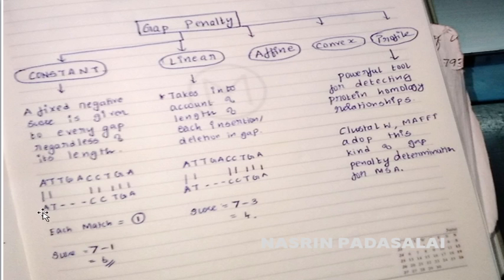Okay, so that is the total number of sequences given. So here, totally 7 nucleotides are matching. So 7 minus 1 for the gap. So totally 3 gaps are there. So that's why they have given 1. So okay, 7 minus 1, you will be getting 6.